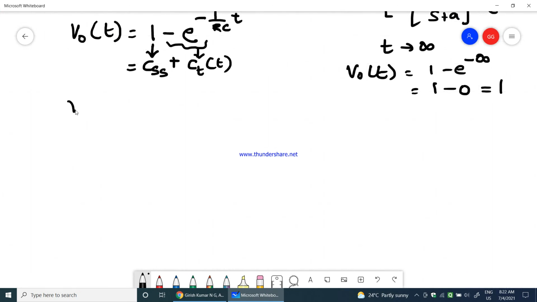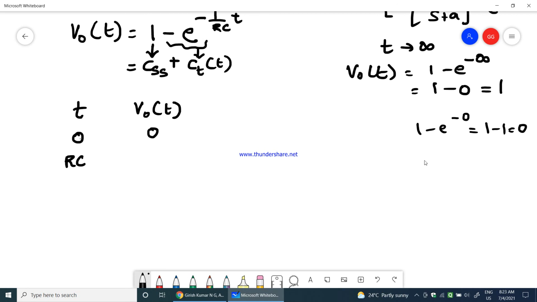So here we have two columns, t and V out of t. Now let us say first time t equals 0. So V out of t is 1 minus e power minus 0, which is equal to 1 minus 1, which is equal to 0. I got 0, output is 0. Now I will take t to be equal to RC. So here 1 minus e power minus 1 by RC into RC. So you get 1 minus e power minus 1. So in the calculator, if you take e power minus 1 and subtract that from 1, you get 0.632.